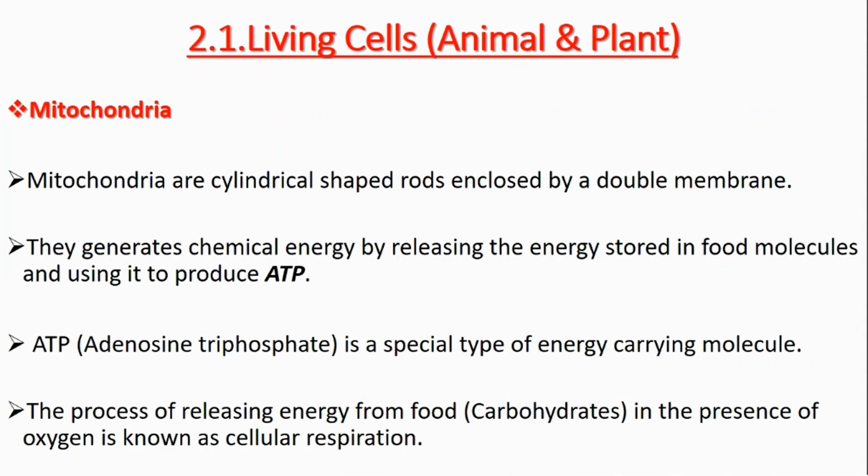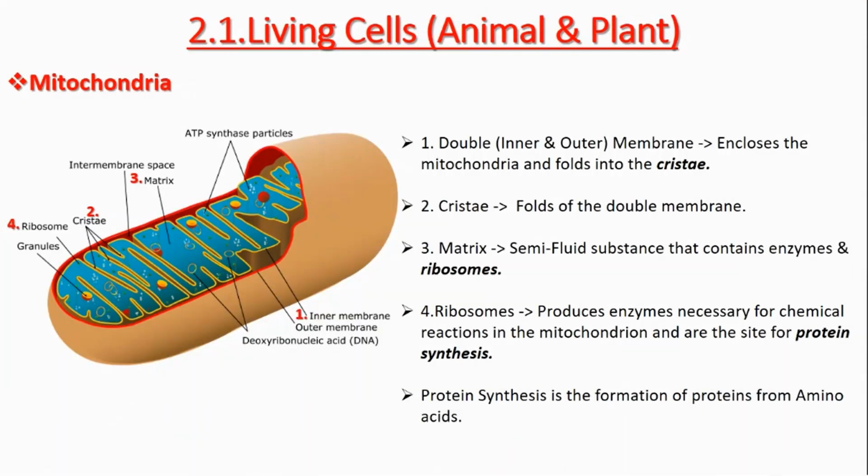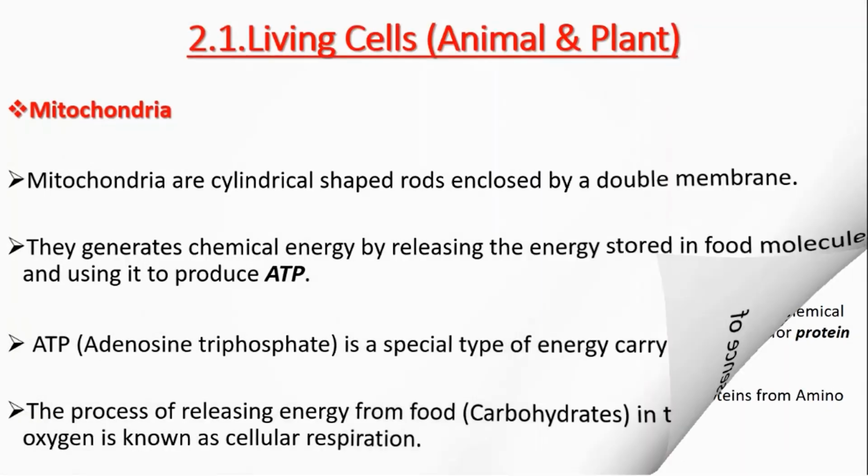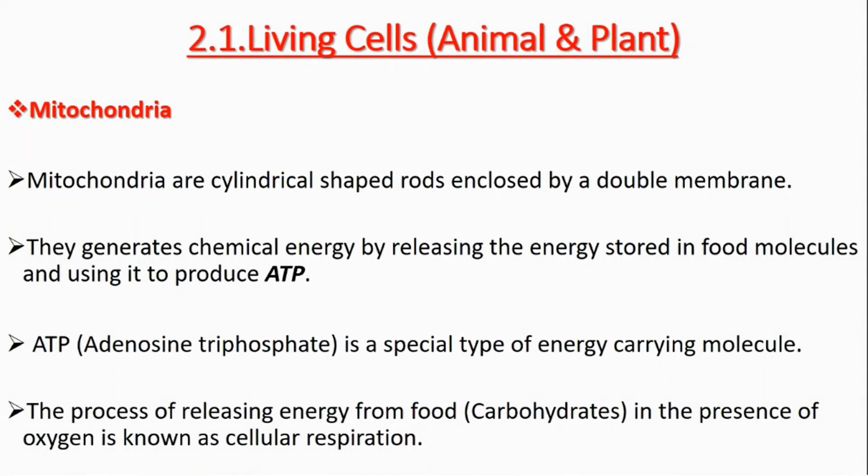Now we move over to the mitochondria. There's the picture of a mitochondria there. The mitochondria are cylindrical shaped rods enclosed by a double membrane. They generate chemical energy by releasing the energy that is stored in food molecules and using it to produce ATP. ATP is adenosine triphosphate, which is a special type of energy carrying molecule.